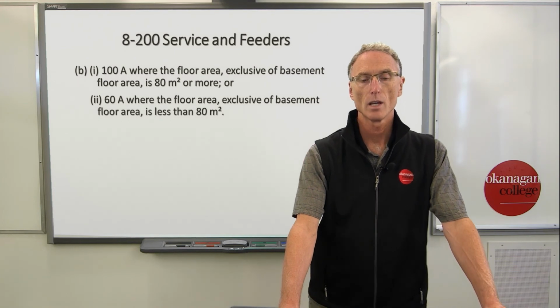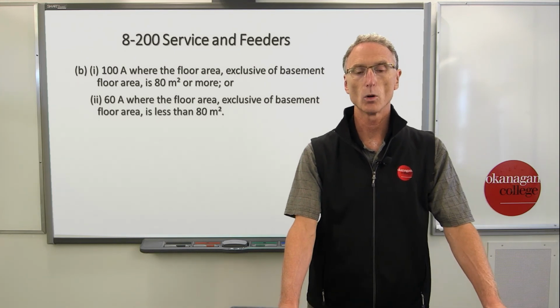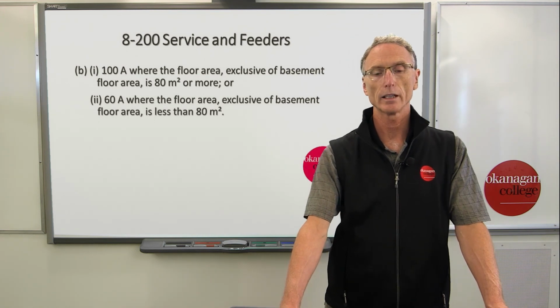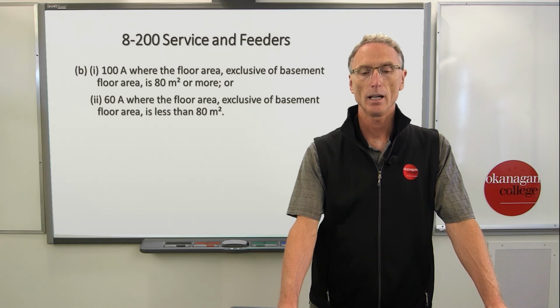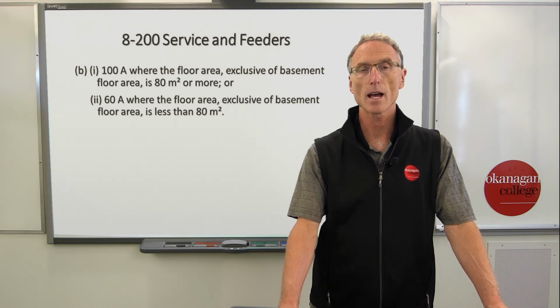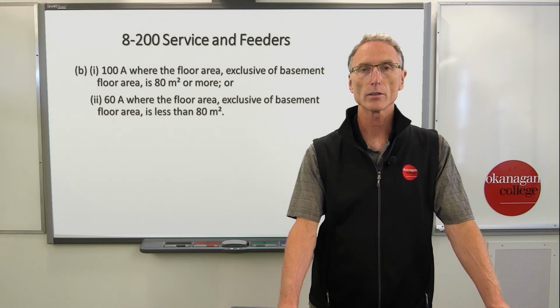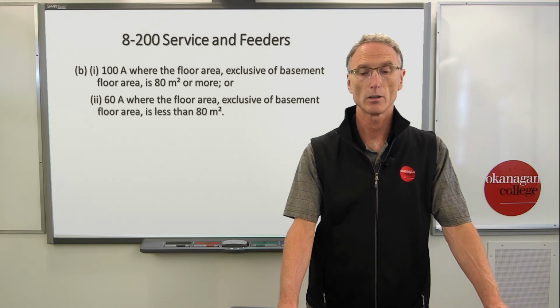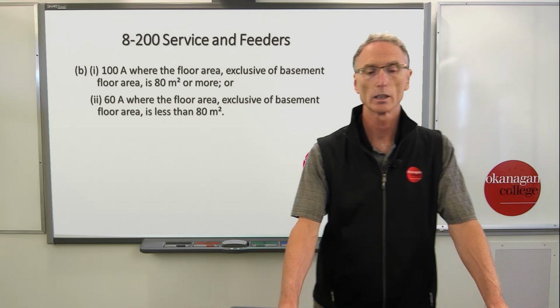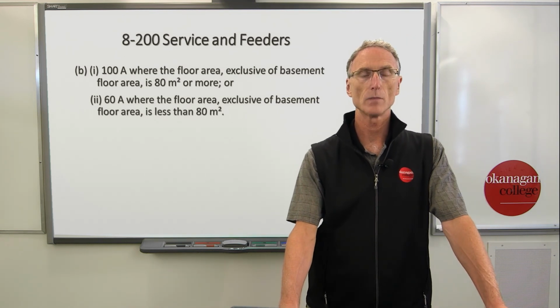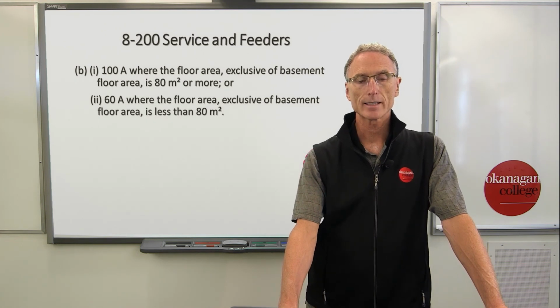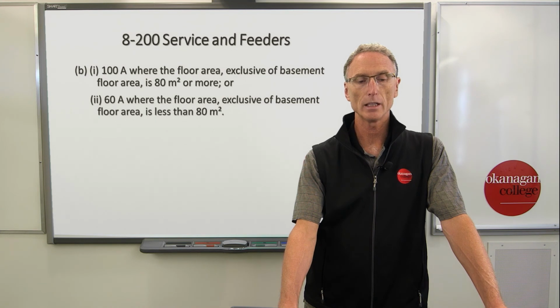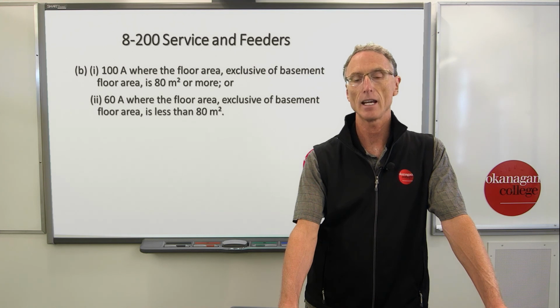So if we have a house that is just 80 square meters or more and we have very little loads to calculate in it, the code is telling us that we have to at least put 100 amp service in it. And that's reasonable because if you have a house that is that big, 80 meters squared or more, someone else could come along and decide they do want a range, they do want a dryer and a hot water tank and so on. And so they say if it's 80 meters squared or more, we want to see 100 amps in that house. Second sub-rule under B is 60 amps where the floor area exclusive of the basement floor area is less than 80 meters squared.